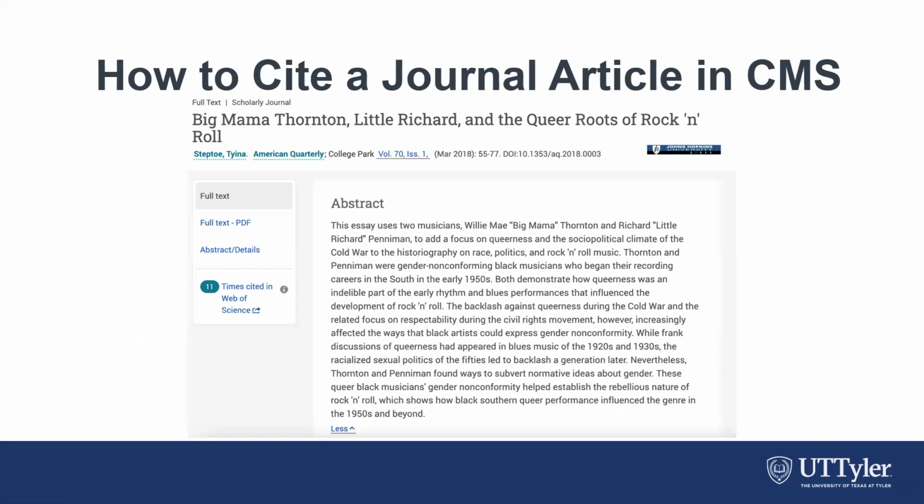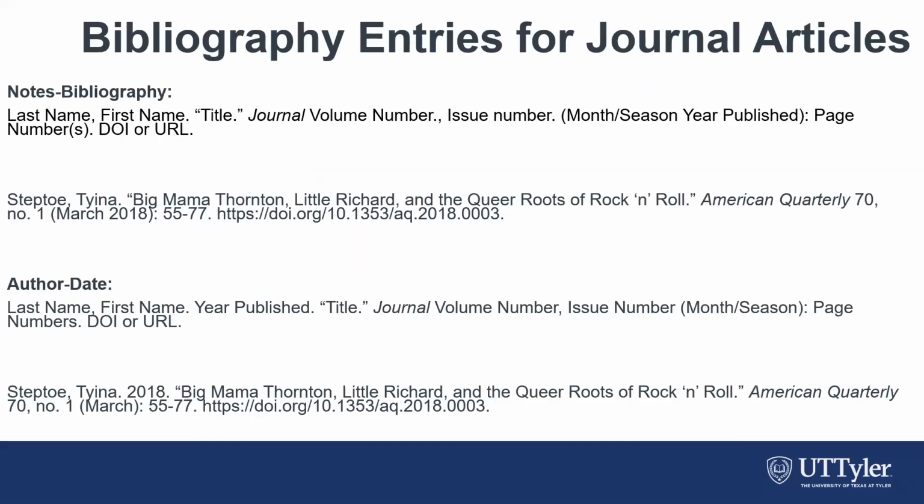The other one that we get a lot of questions on is how do you cite a journal article in Chicago manual style. For this paper, I wanted to write about, say, Big Mama Thornton. She's an early blues and rock and roll singer, and Mahan's book covers a chapter on Big Mama Thornton. Then Tina Steptoe wrote an article published in American Quarterly about rock and roll and its queerness. We have our entry that we found through Project Muse, which is a database. Now this is how you would cite this article in both notes and bibliography and author date.